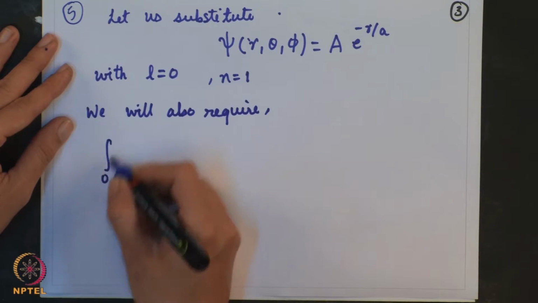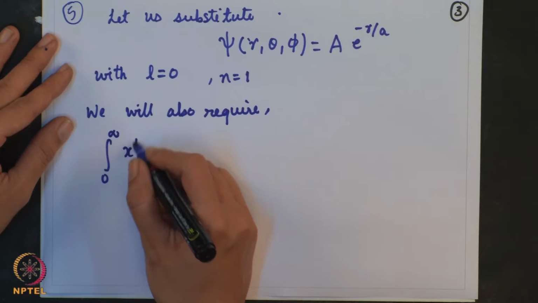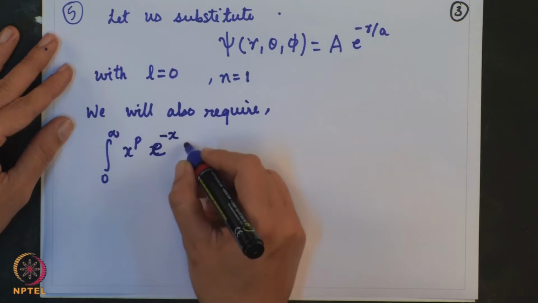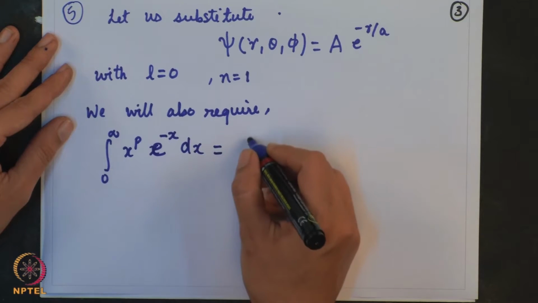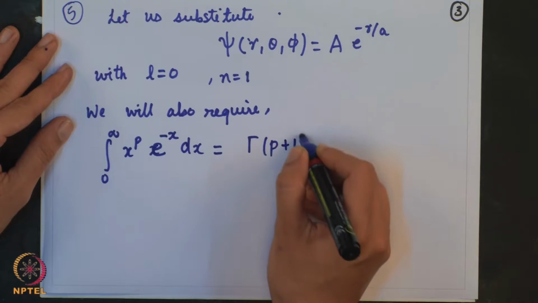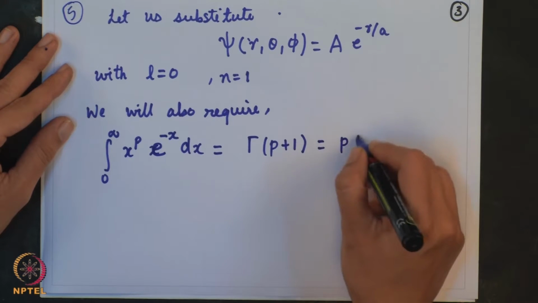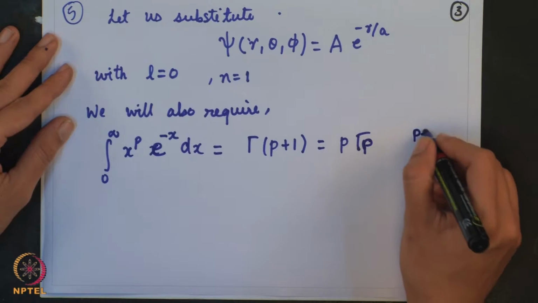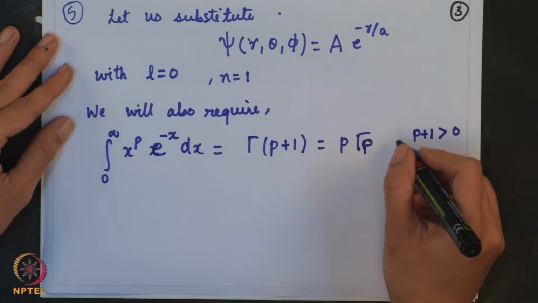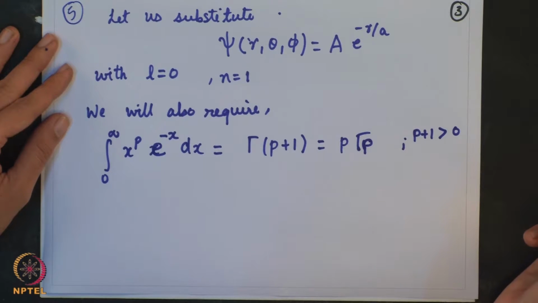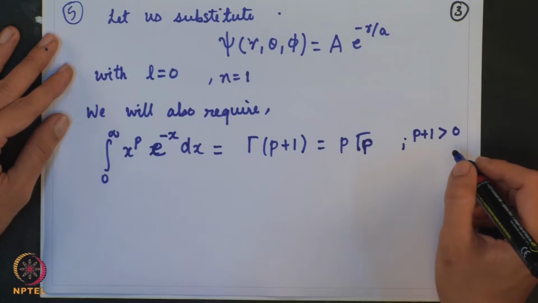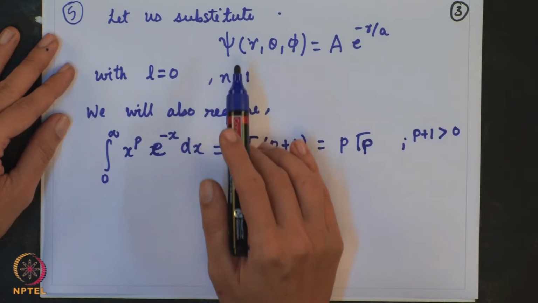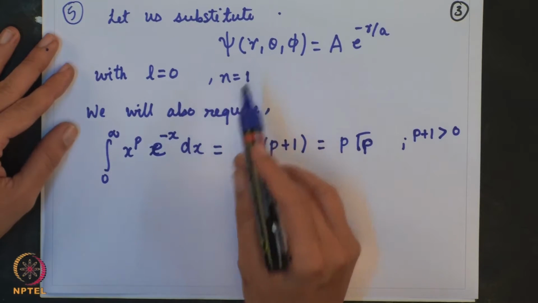Okay. And now, we will also require this gamma function integral, which is nothing but p factorial, gamma of p plus 1, with p greater than 0. So, this is what we are going to use. We will try to evaluate, or substitute, the wave function for the ground state.